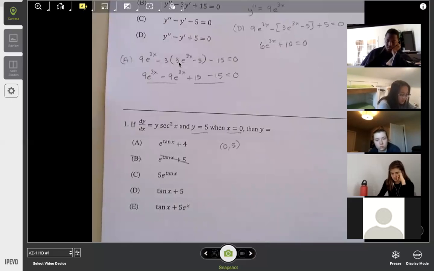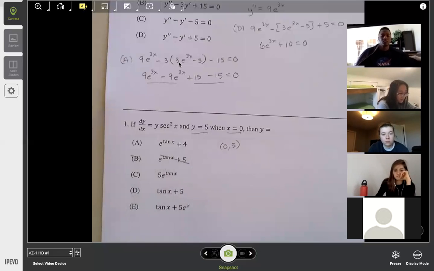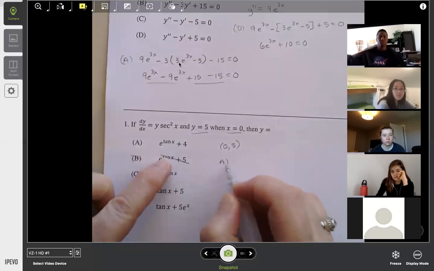Okay, so it's saying that the derivative of the function is equal to the function itself times secant squared. We think about that. Which one of these, do we have an idea? When I take its derivative, it'll be the function itself times secant squared. Let's try just A maybe.